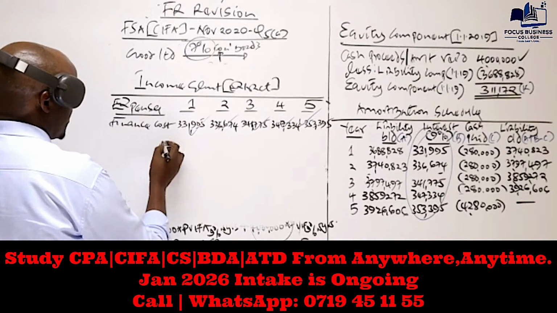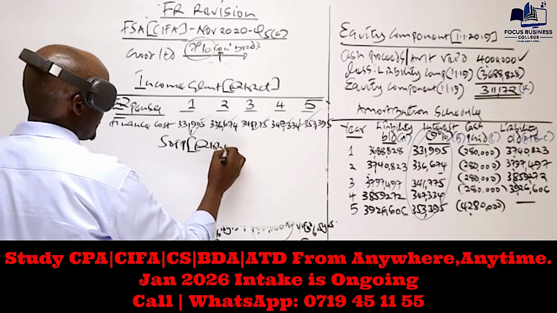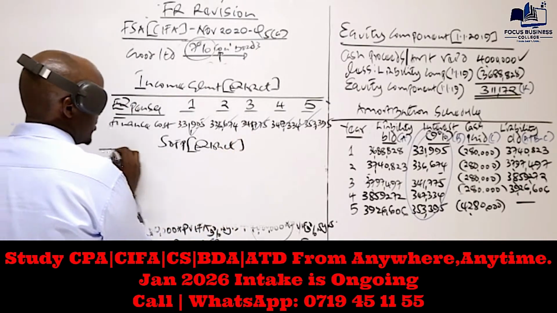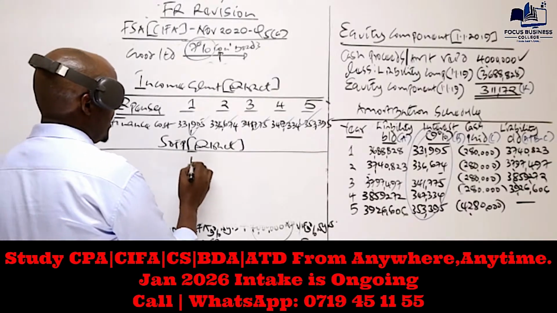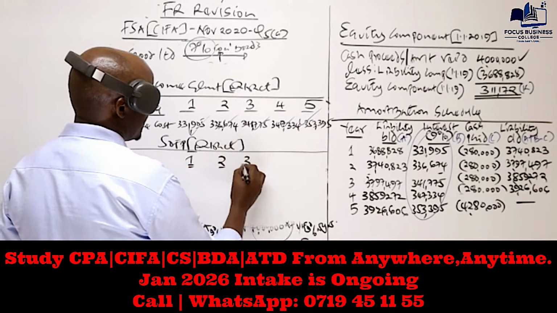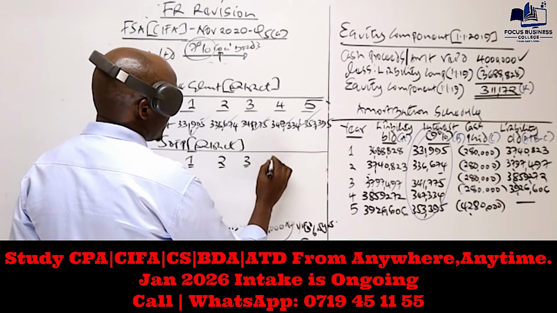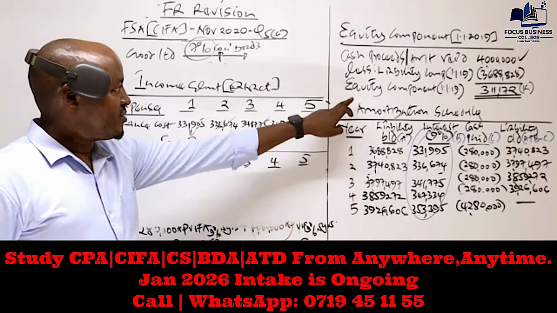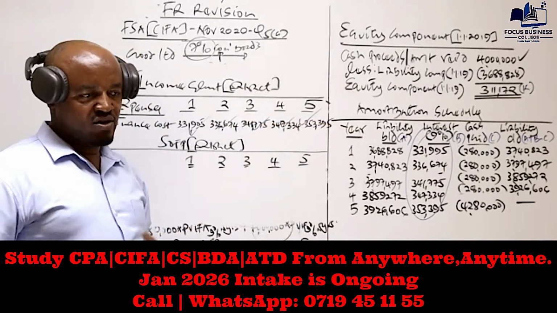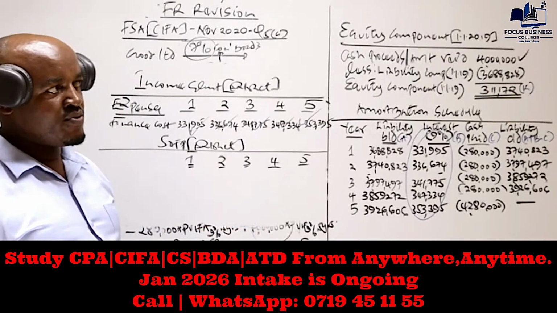Anything else? No. So what about the statement of financial position? In the statement of financial position, equally for 5 years, the company was supposed to recognize how many items? 2 items. Number one, this equity component should be recognized in the statement of financial position as a component of equity.